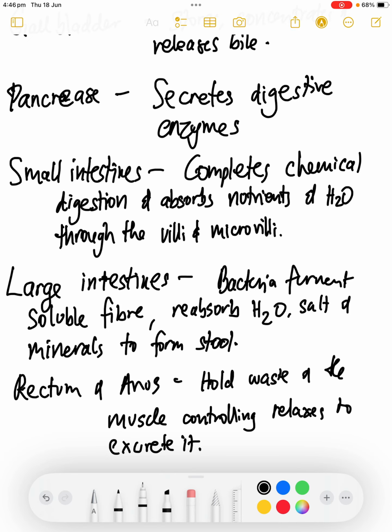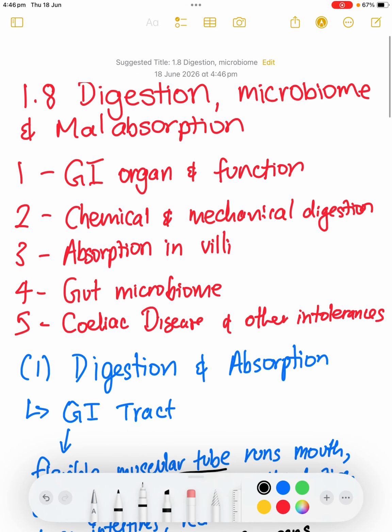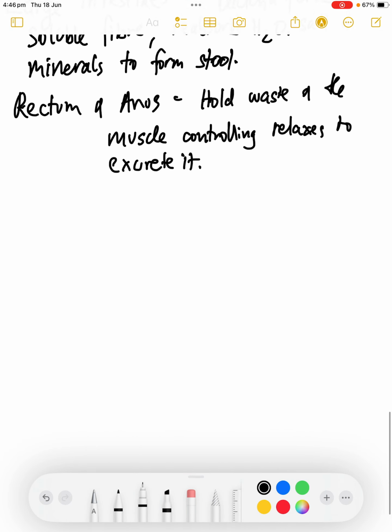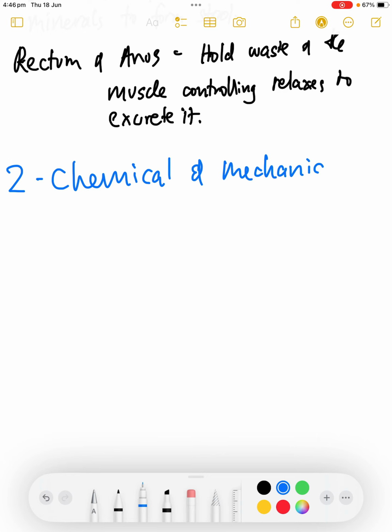Okay. All right, the next thing that I wanted to go through is the second point, which is chemical and mechanical digestion as well. So number 2, chemical and mechanical digestion.